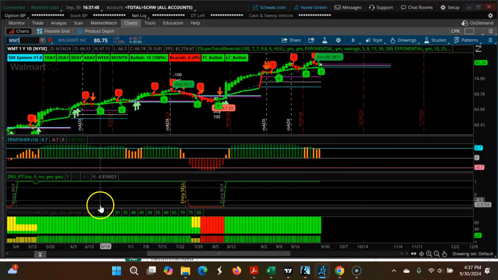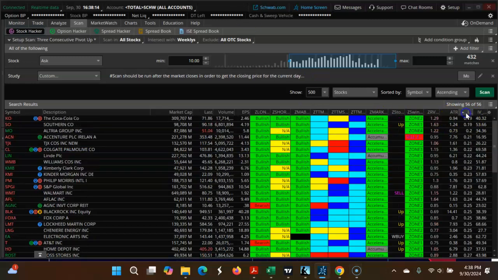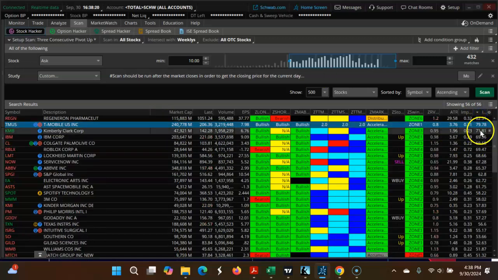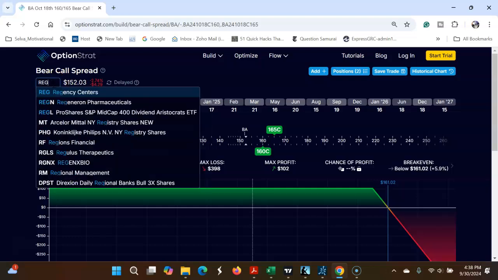Let's see how we want to trade this. So we are looking for a premium selling strategy. Okay. So we want to look for high implied volatility. Okay. ASTS. Let me see. IV high. Okay, let's look at REGN. Okay, we are on option stat. REGN.